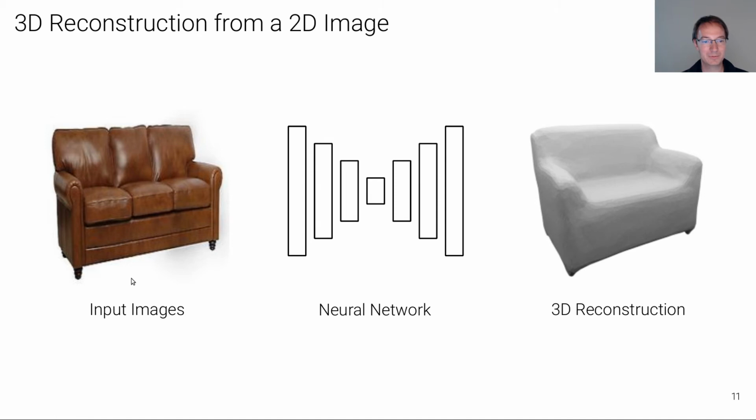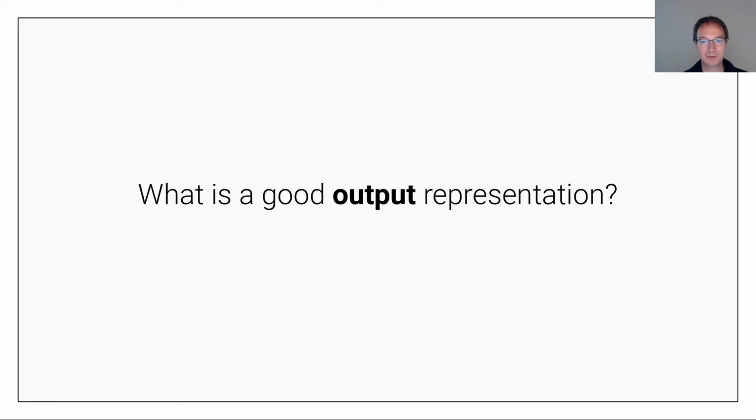Now, the input representation is pretty clear here. It's just a 2D RGB pixel matrix. But the question is, what is a good output representation? What is an output representation that can be easily predicted by a deep neural network, for instance?